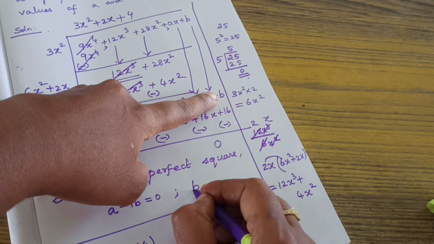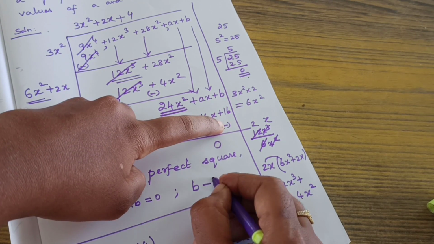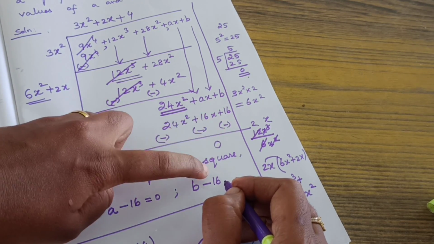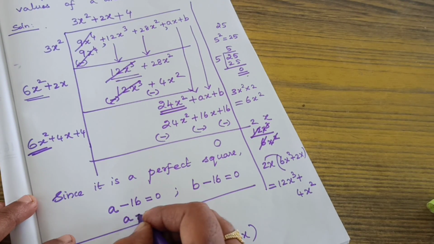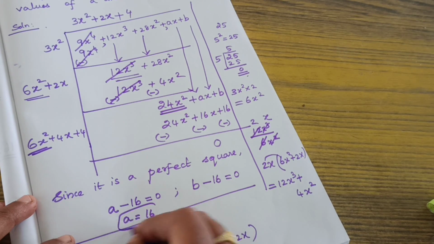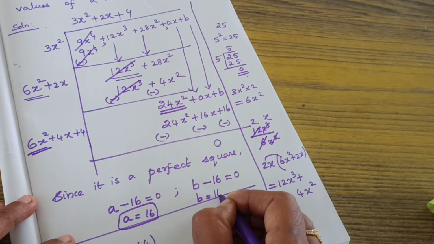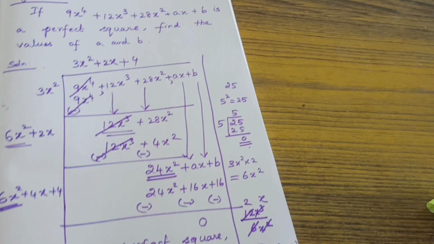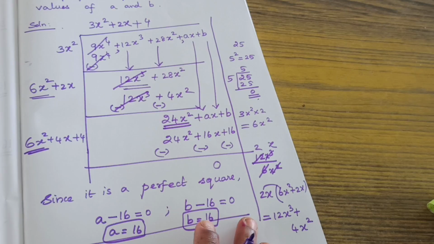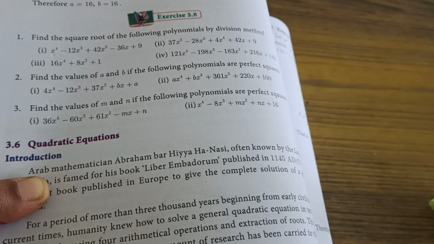Likewise b, we changed the sign now. So minus 16. This changed sign only we need to write here, equal to 0. So here a is equal to, after transposing, 16. Then b is equal to 16. So this is the final answer. A value 16 and b value also 16. And this is the answer for this. Got it? Okay.